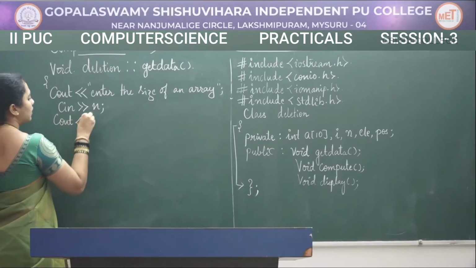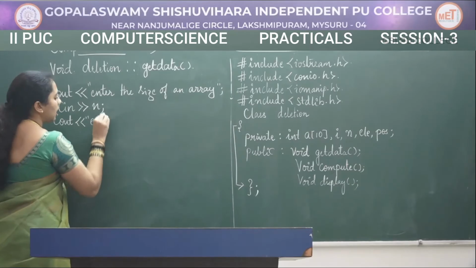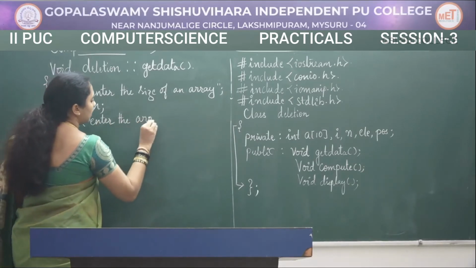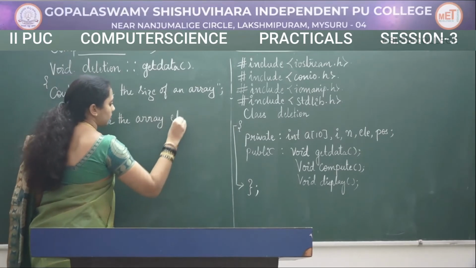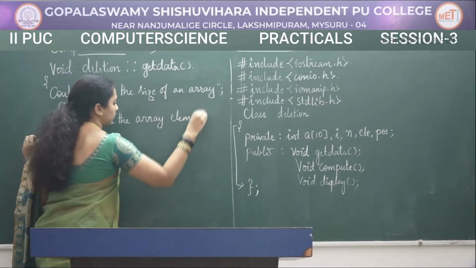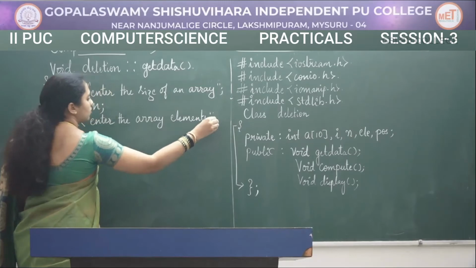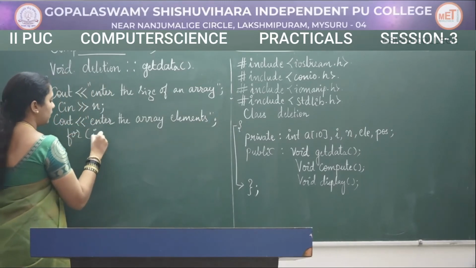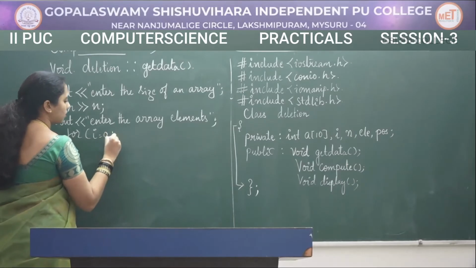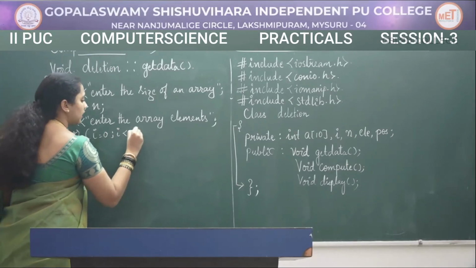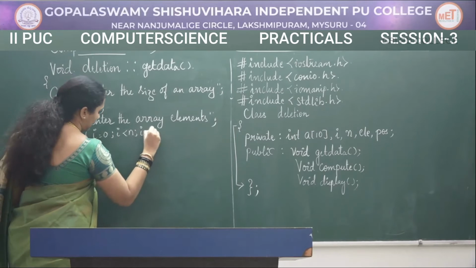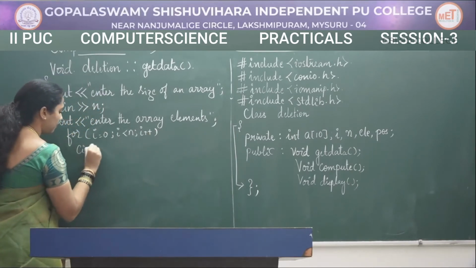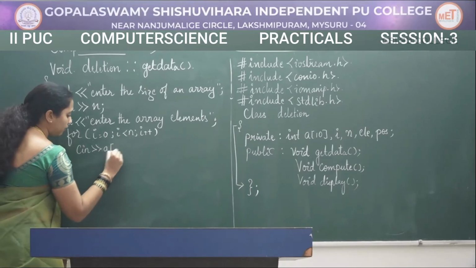Next, we are going to enter the array elements. Enter the array elements. So using for loop, we are going to accept the array elements. I is equal to 0, I less than n, I plus plus. Cin a of I.